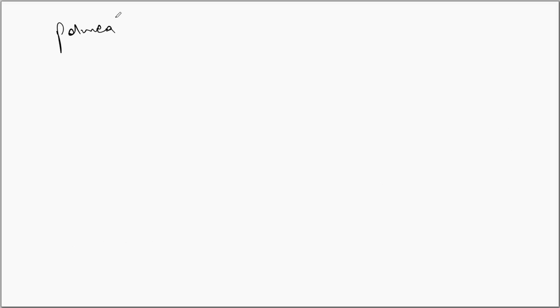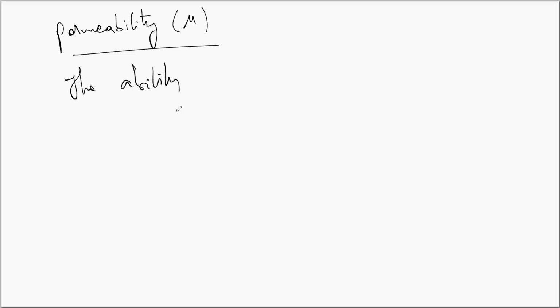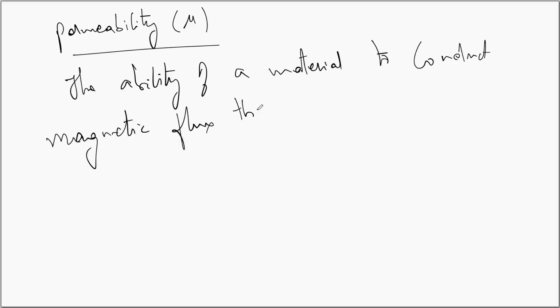Permeability. It is represented with a mu. The ability of a material to conduct magnetic flux through it is called permeability, and the units are henries per meter.